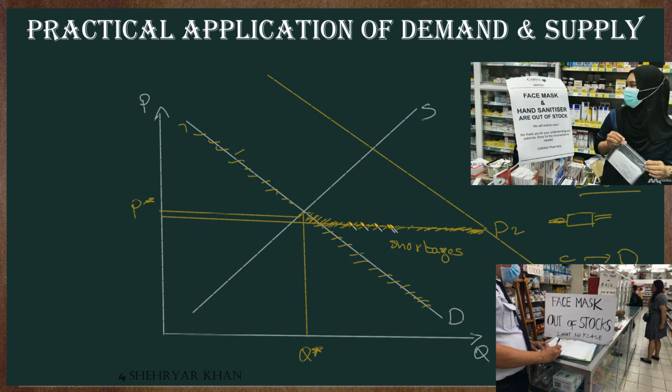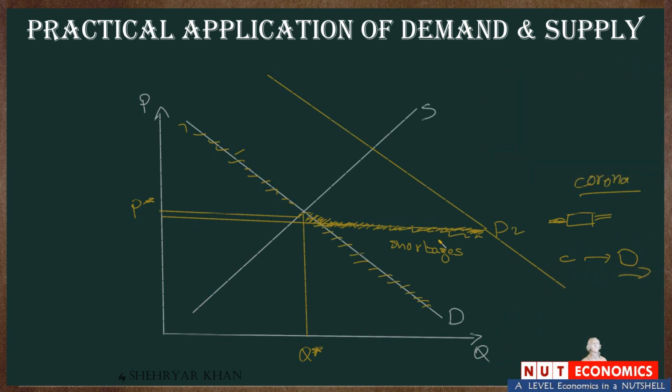So this graph is telling us that, look, if the demand of masks increases, there will be a shortage. This is actually what happened. And what happened next was that we all know that the prices of these masks started to increase. And this is what our model tells us. If there is a shortage of any product, the prices will increase.